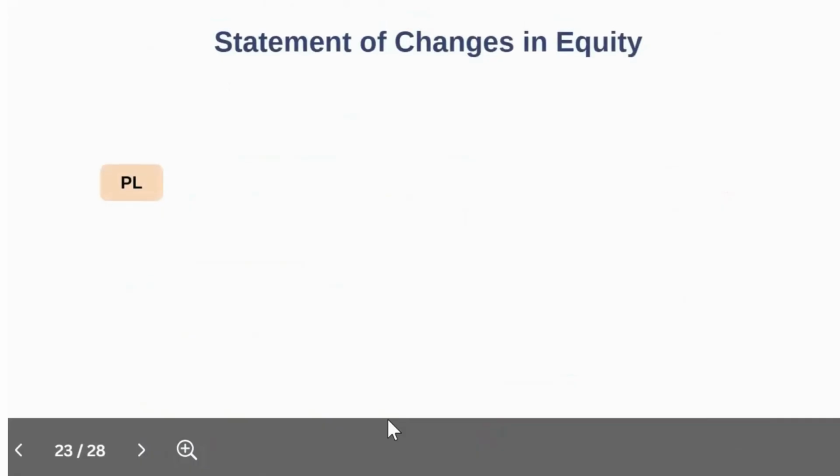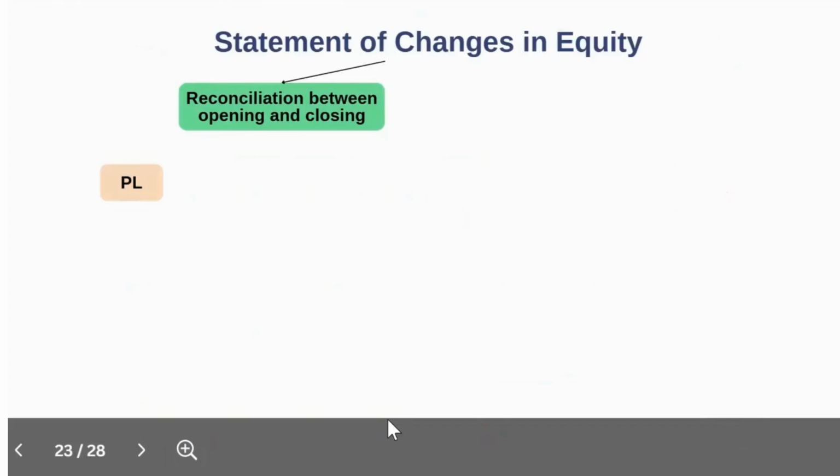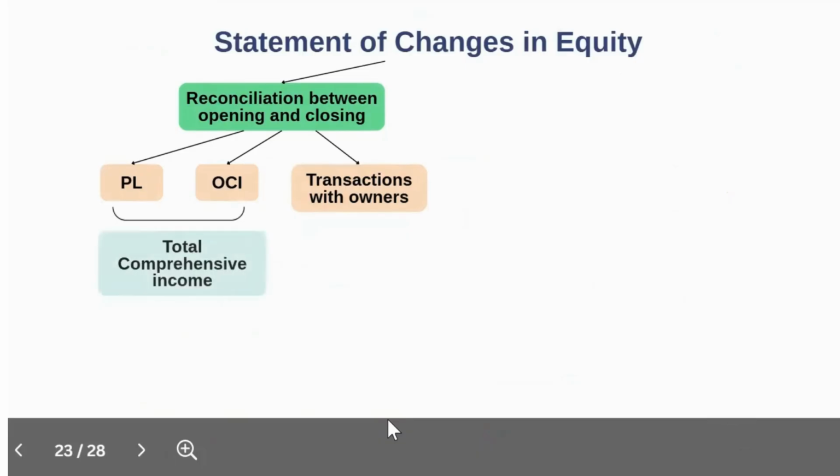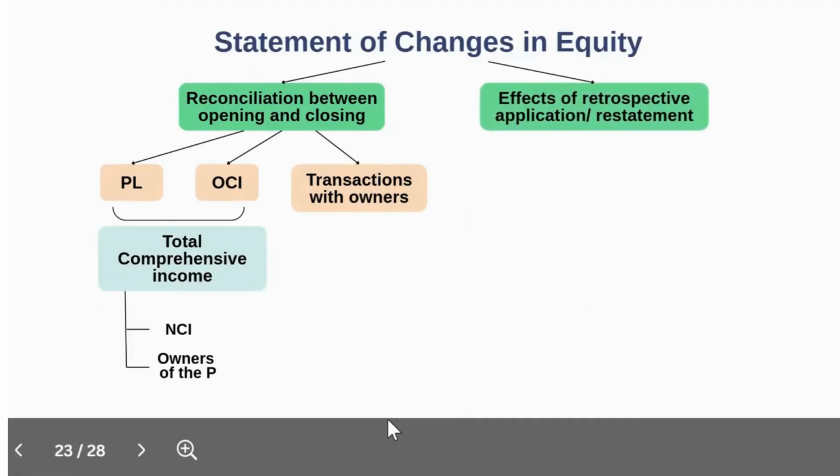Okay, now let's move on to the statement of changes in equity. In the statement of changes in equity, we should show the reconciliation between opening and closing of P&L, OCI, and transactions with owners such as contributions and distributions. Together, P&L and OCI are also called total comprehensive income, and this total comprehensive income we should show separately for NCI and other owners of the parent. And in the statement of changes in equity, we also need to show the effects of the retrospective application and restatements for each component of equity.